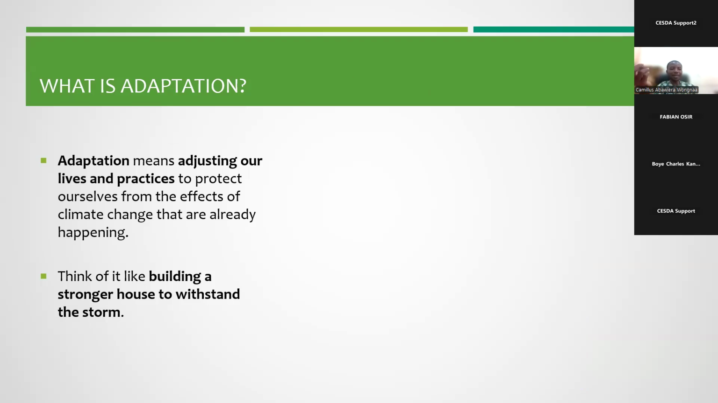What then is adaptation? If we are talking about adaptation, then we are talking about adjusting our lives and practices to protect ourselves from the effects of climate change. Adaptation normally happens when we appreciate the fact that whether we like it or not, climate change is here with us. We are already experiencing it.